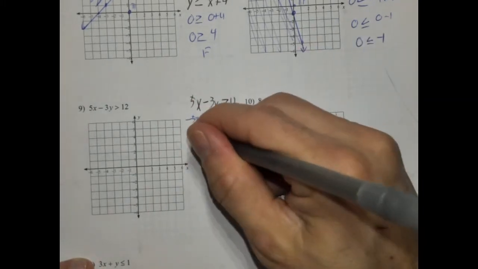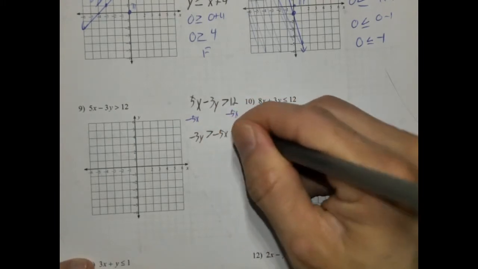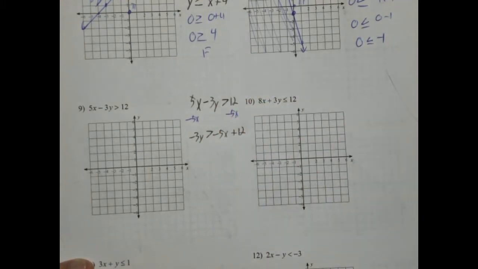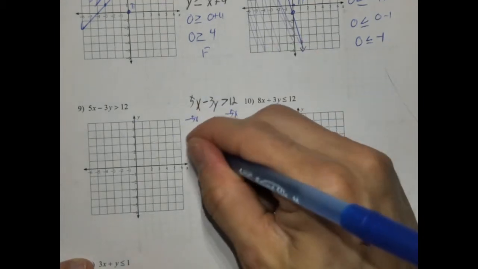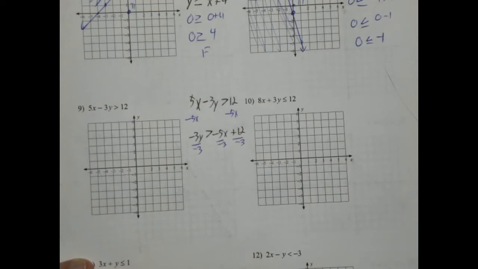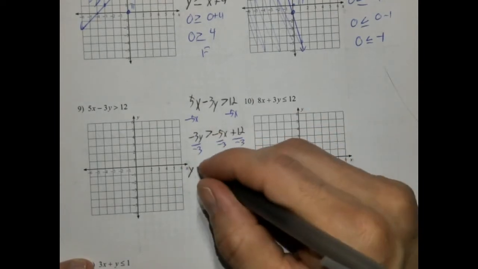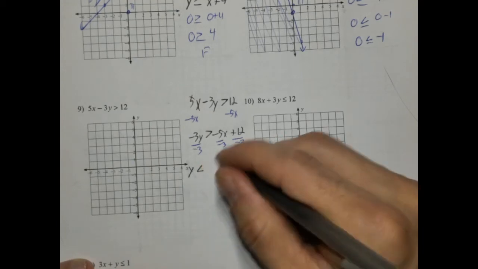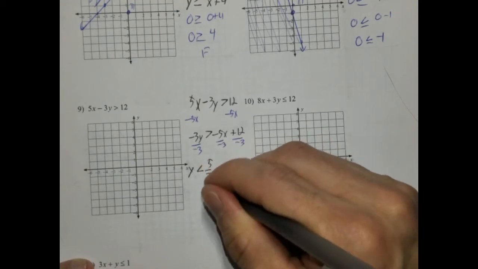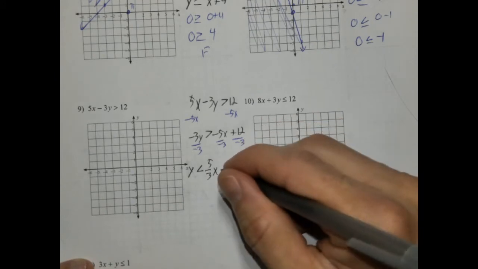So we're going to have -3y is greater than -5x plus 12. It's a positive 12, right? We divide by -3. So we divide everything by -3. And that's going to become y is, and this changes direction now because we divide everything by negative, less than positive 5/3, because negative divided by negative is positive, and then positive 12 divided by -3 would be -4.